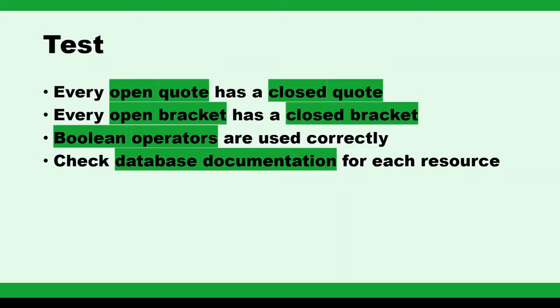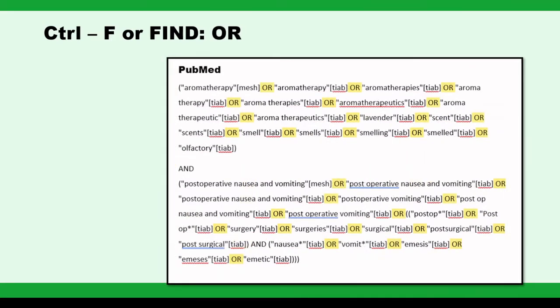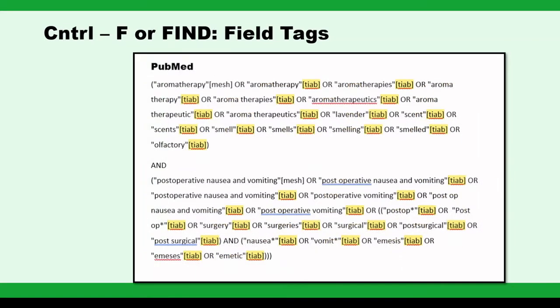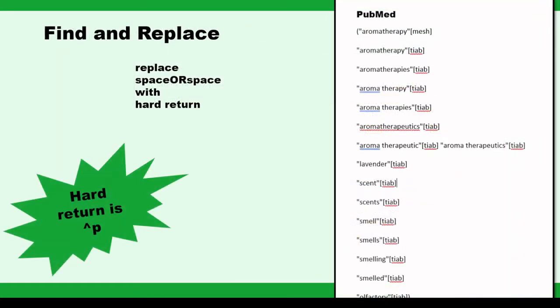If you use Microsoft Word, you can use Control F to find and highlight "and" or "or." You can also use Find to highlight field tags and spot them easily. You can replace space or space with hard returns. If there were errors, you'd see two terms on the same line instead of in a list. Fix the errors and reverse the find and replace by replacing hard returns with space or space.